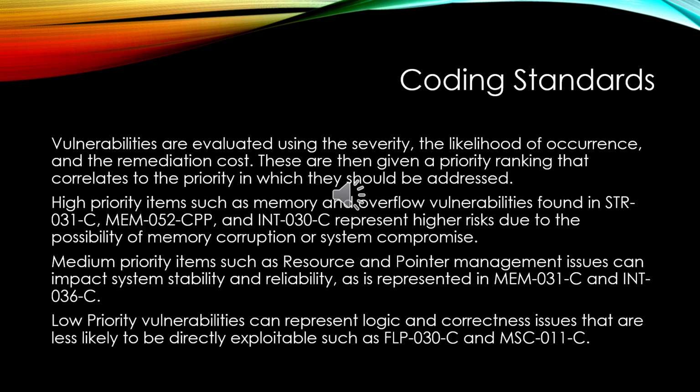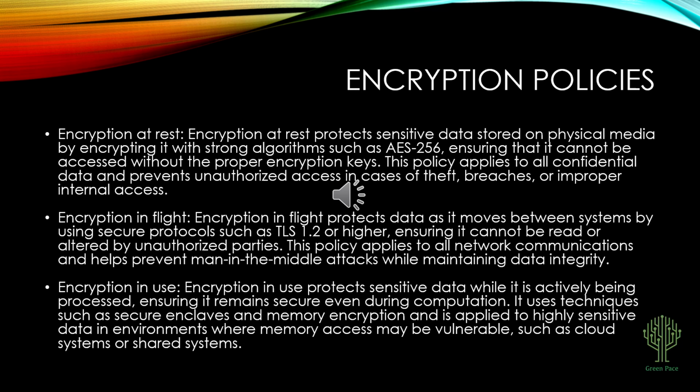Vulnerabilities are ranked based on severity, likelihood, and remediation cost. High priority risks such as memory corruption and integer overflow can lead to system compromise. Medium risks affect stability and reliability, while lower risks tend to impact correctness rather than security. This ranking helps prioritize remediation efforts effectively.